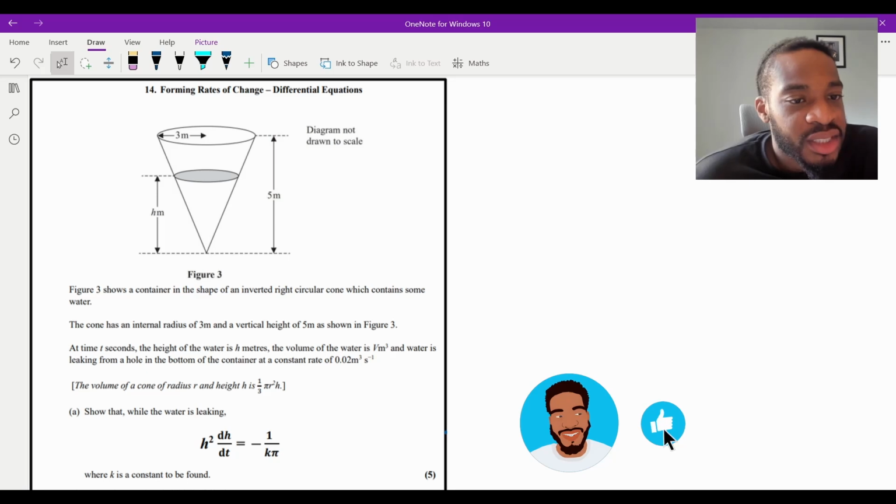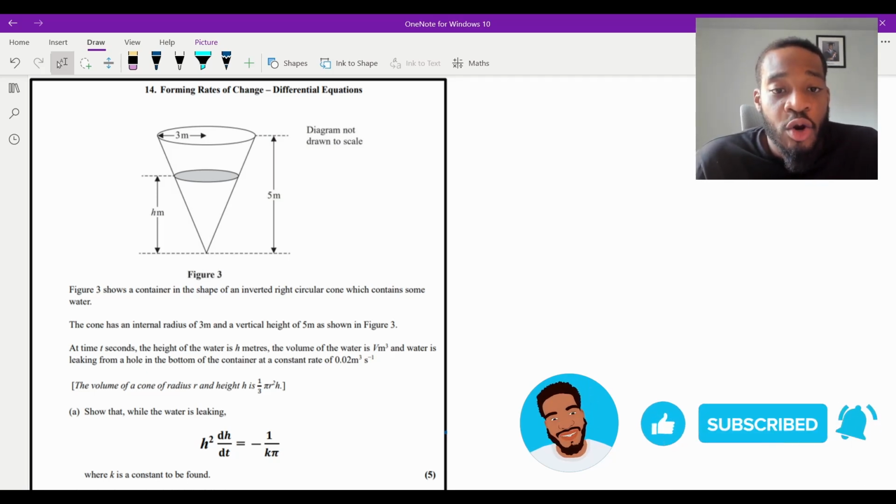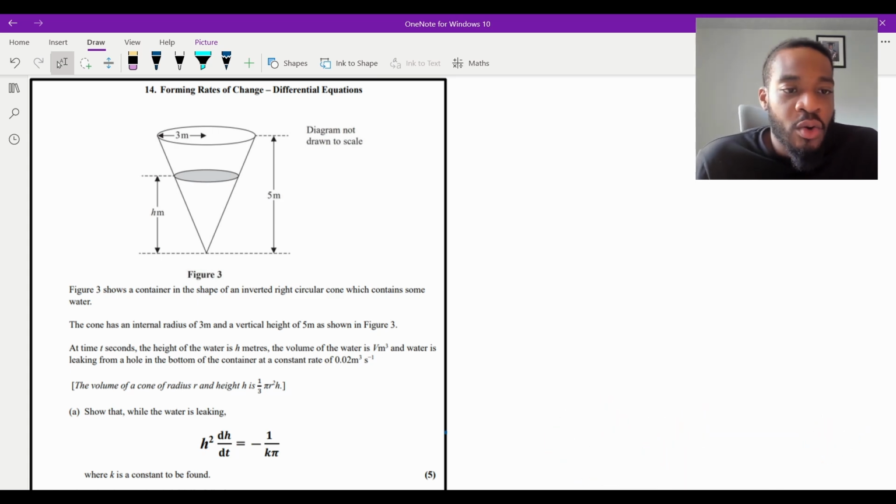Okay, so question 14 says, figure 3 shows a container in the shape of an inverted right circular cone which contains some water. The cone has an internal radius of 3 meters and a vertical height of 5 meters as shown in figure 3. At time t seconds, the height of water is h meters, the volume of the water is V meters cubed, and water is leaking from a hole in the bottom of the container at a constant rate of 0.02 meters cubed per second.